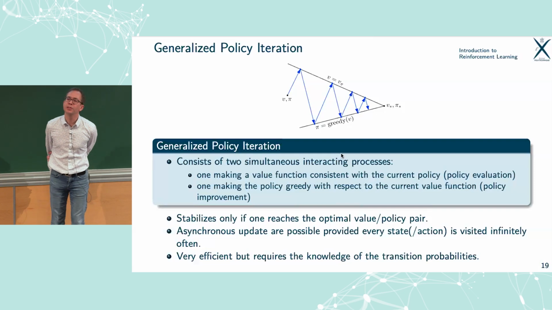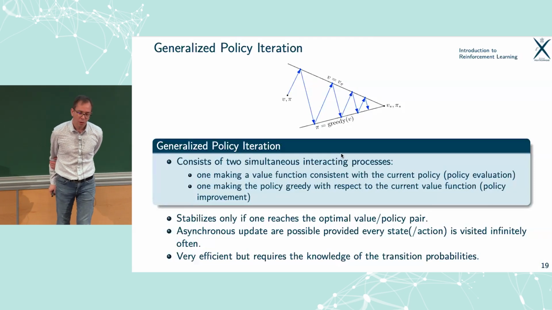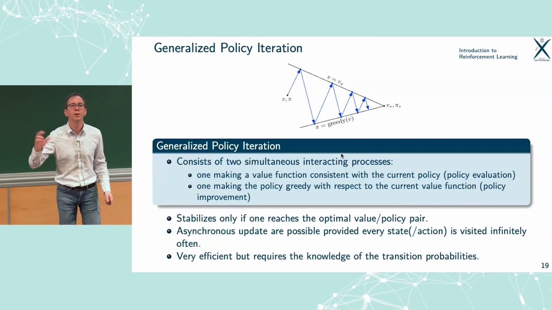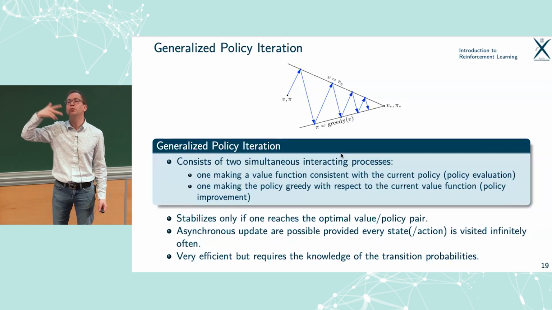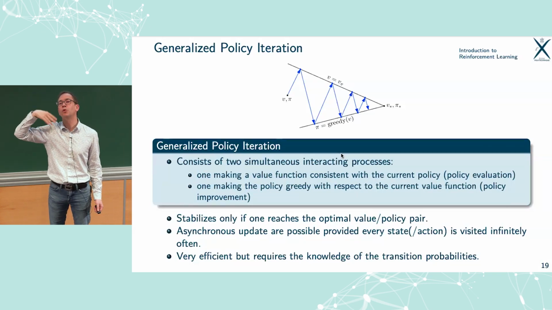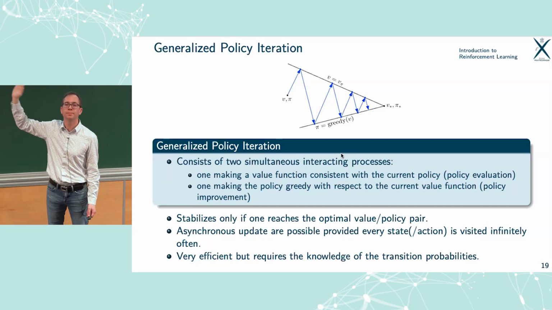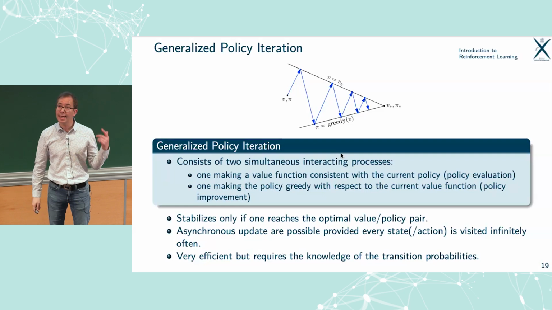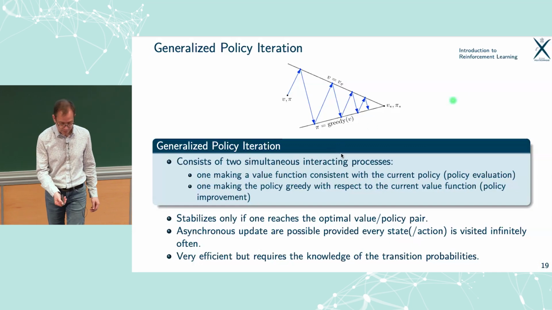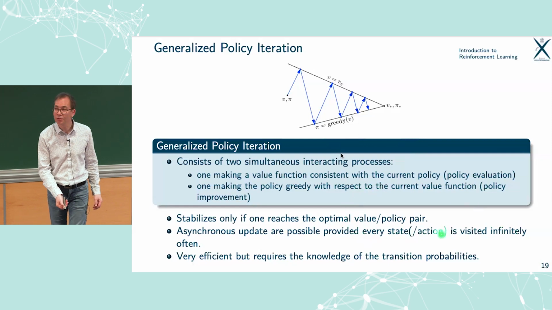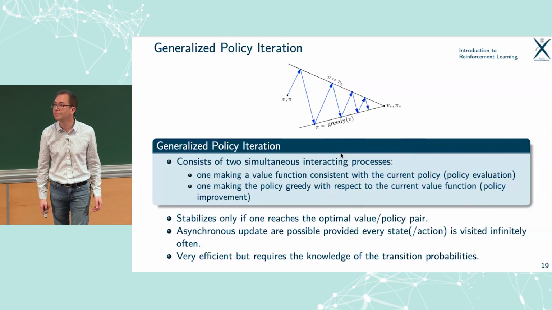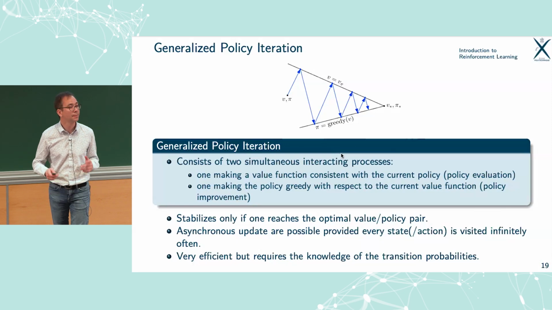And this is an idea that you're going to see everywhere. In most of the algorithms, we're going to maintain two estimates: an estimate of the quality of the policy and a way to enhance it one way or another. It's very efficient, but it's relying on a very strong assumption. We know the transition probabilities. We know the world. This is not realistic in many applications.